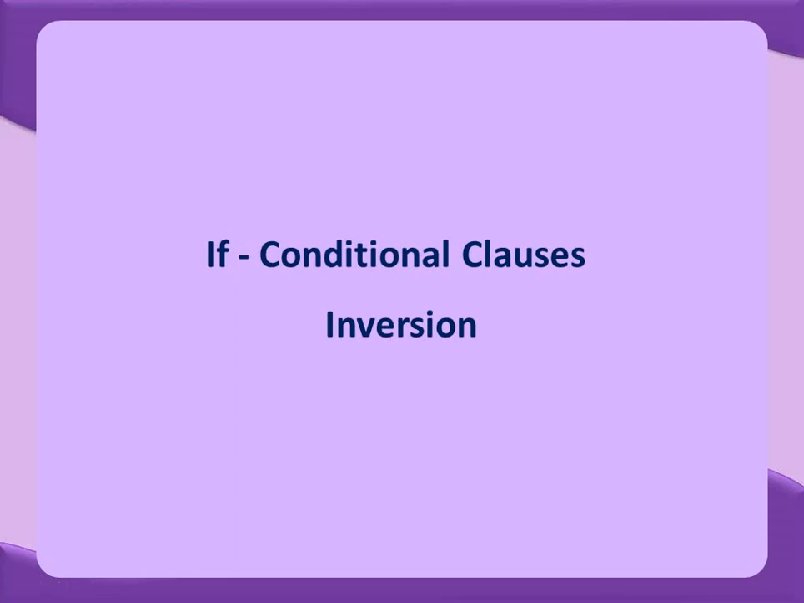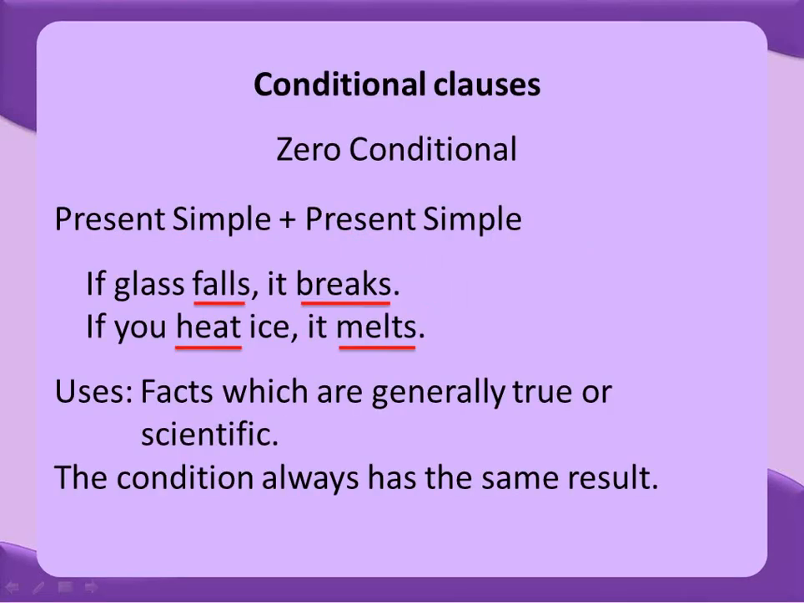Dear students, in this video, we shall see if conditional clauses and their inversion. If conditional clauses are complex sentences with two sentences, one main clause and one subordinate clause. If is a conjunction which joins both the sentences. Let us first see the different kinds of conditional clauses.